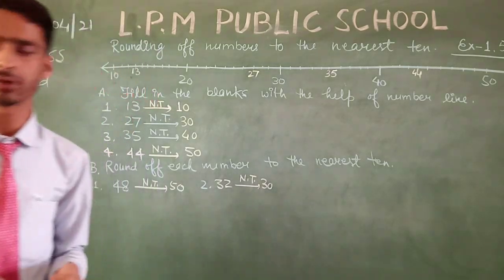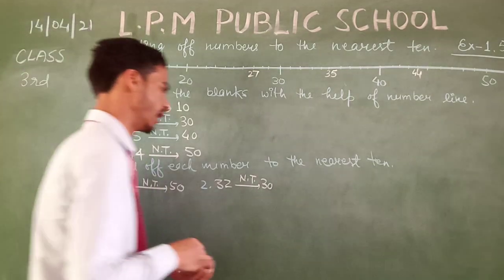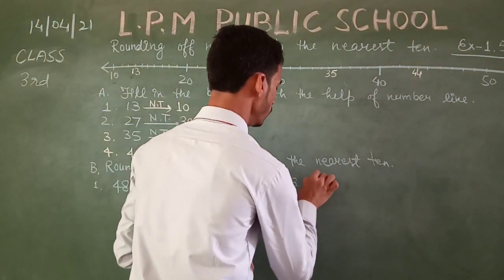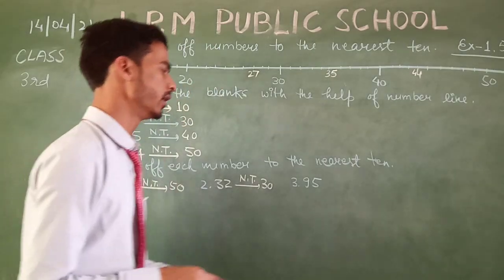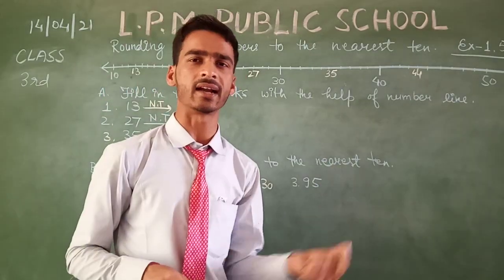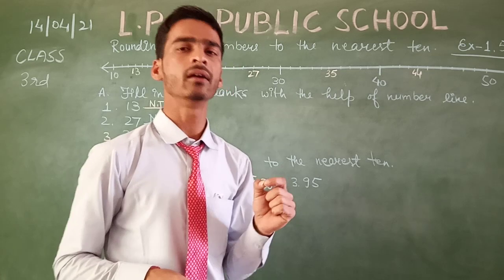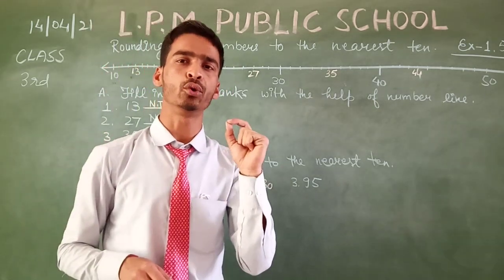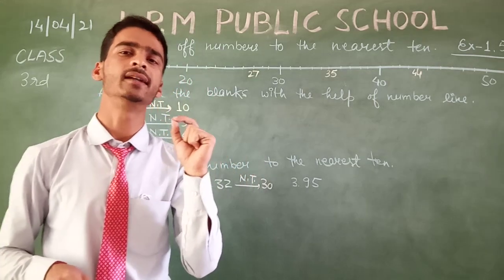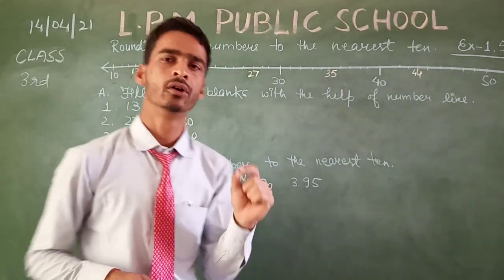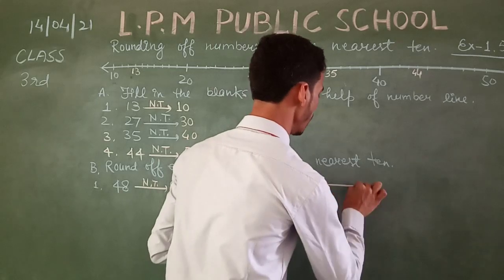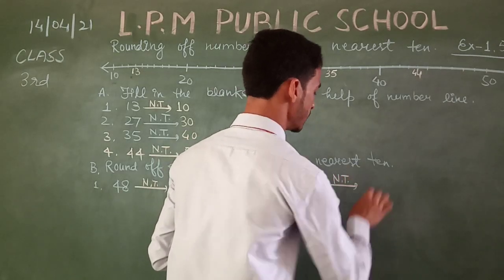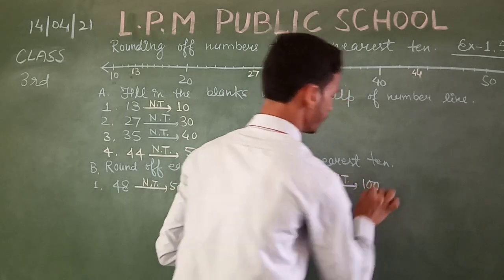The next question is 95. You know that 95 is exactly between 90 and 100. And if a number is exactly between two tens, then it is rounded off to the higher ten. So 95 is rounded off to 100.